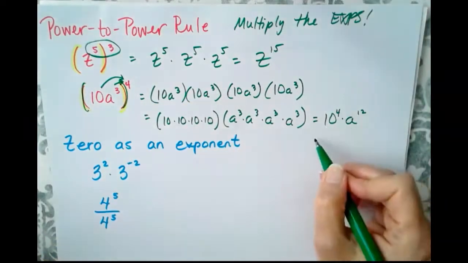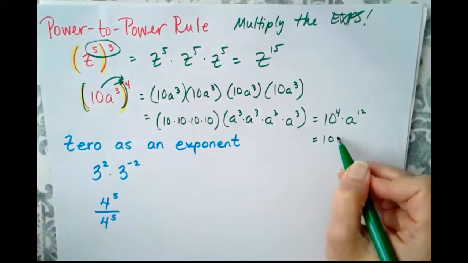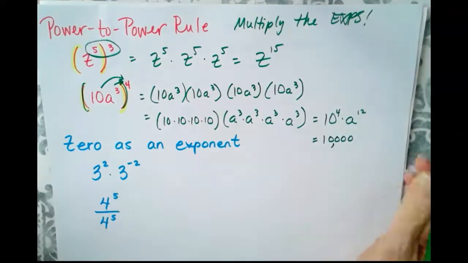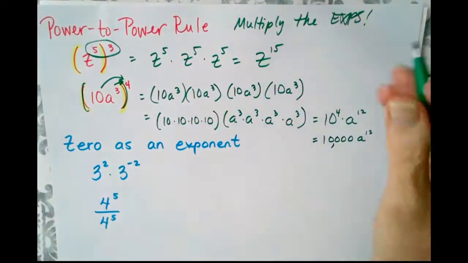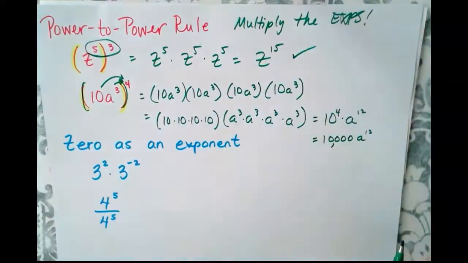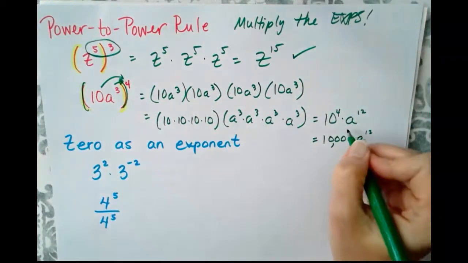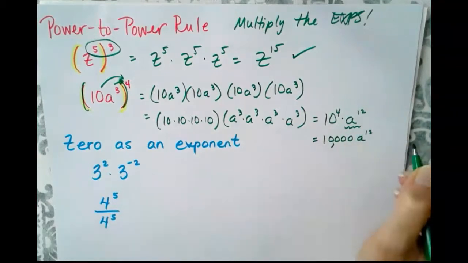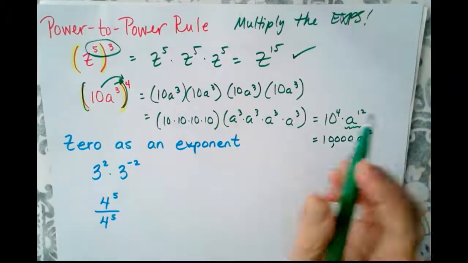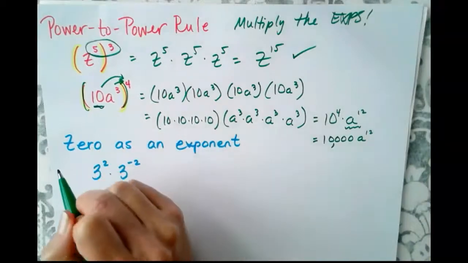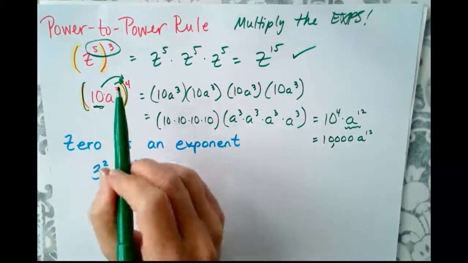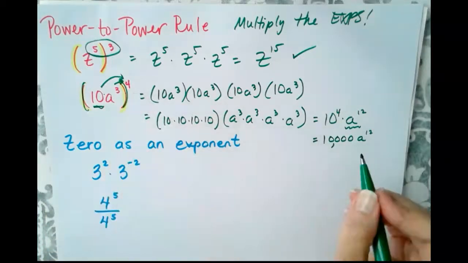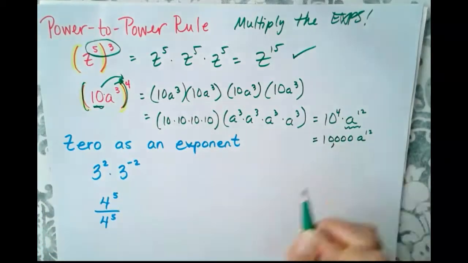So we have 10 to the fourth, that's a 1 with 4 zeros behind it. That's 10,000 a to the 12. Power to power, multiply the exponents. Now notice that the base stayed the same in the first example, and the variable base stayed the same in the second example, but this is a coefficient. And the coefficient 10, which is the number in front of that variable, is getting raised to the fourth power, and it does change. 10 to the fourth is 10,000.